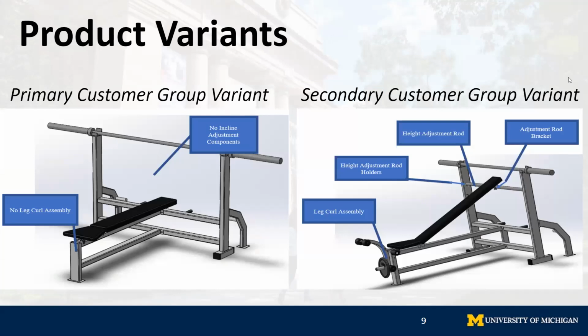The left CAD model represents the commercial variant of the product, which is lacking the leg curl assembly and the incline adjustment components. The figure on the right shows the secondary customer segment, which includes the modules required for adjusting the incline, as well as the leg curl assembly, which adds exercises.